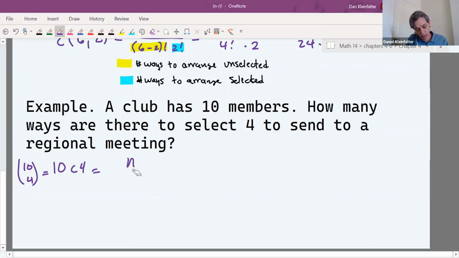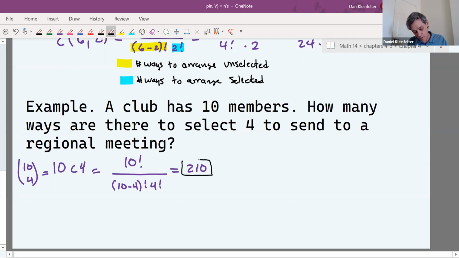Okay, so then we'll have our 10 factorial in the top. Then 10 minus 4 factorial and 4 factorial. Okay, so this will work out to be 210. Okay, if you have trouble making this come out on your calculator or something, let me know. And I can try to help you with that. So there's 210 ways of us selecting those club members.